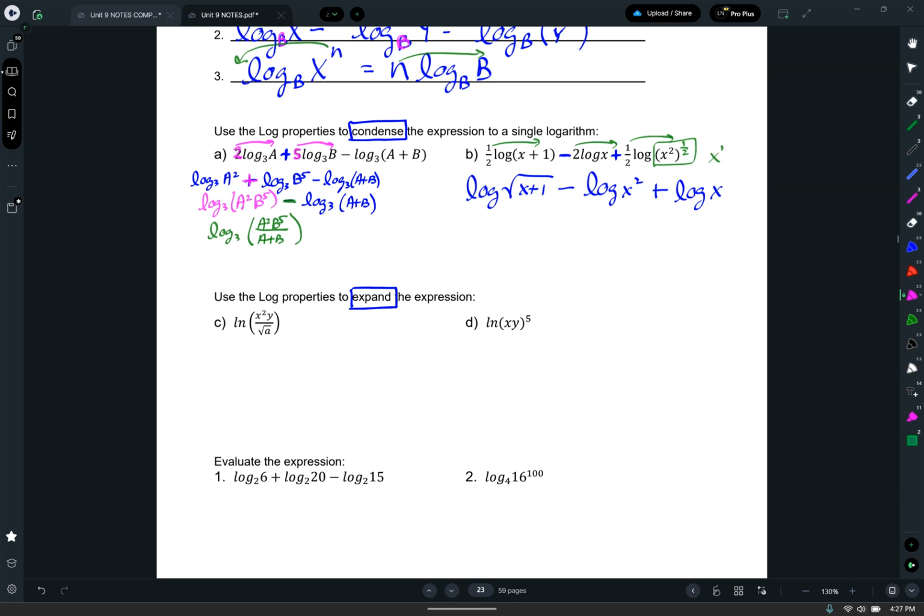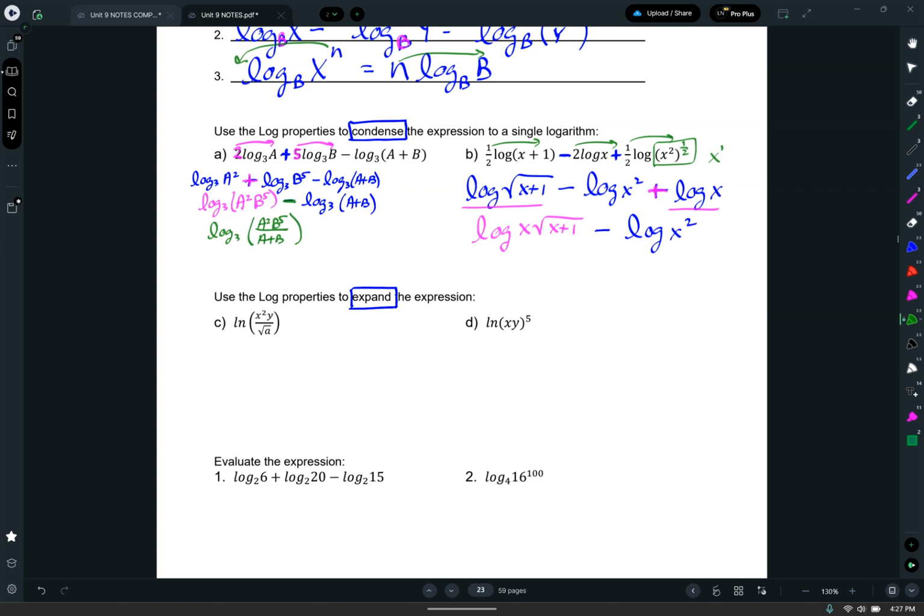So I like to do the addition ones first. Okay, so I'm going to take this plus this, right? Those are being added, so I'll combine those. So that's going to give me log of, now I could write it in whatever order I want. I'm going to put the x and then times the square root of x plus 1. Whenever there's a single term, I like to put it in front of the square root. So that's me combining those two I've underlined in pink. I still have minus log of x squared.